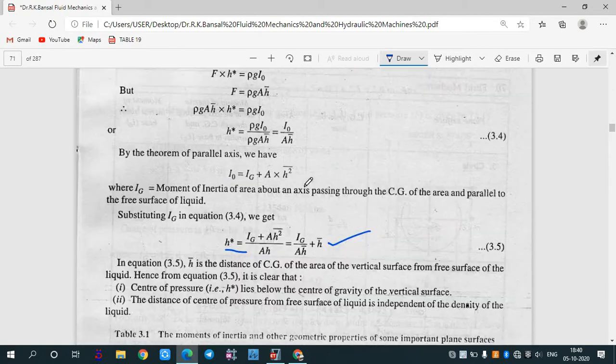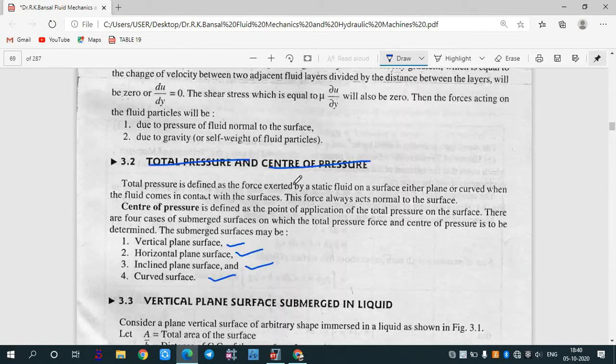Let me show you what the cases were. The first part was the vertical plane surface. This we have done. Now we'll study the horizontal plane surface. Horizontal plane surface is very easy, because of what is happening in the case of a vertically immersed surface.